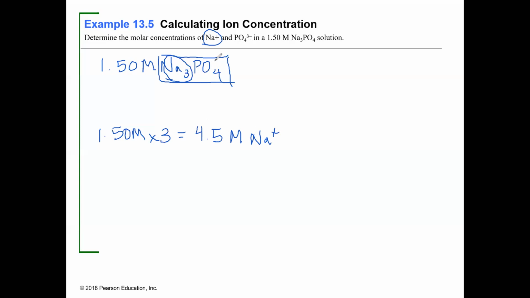Now for the PO4, how many of those do I get? I only get 1. So I would just take whatever my initial concentration is, 1.50 molar, and multiply it by 1, so it'll be equivalent. 1.50 molar PO4 3-.